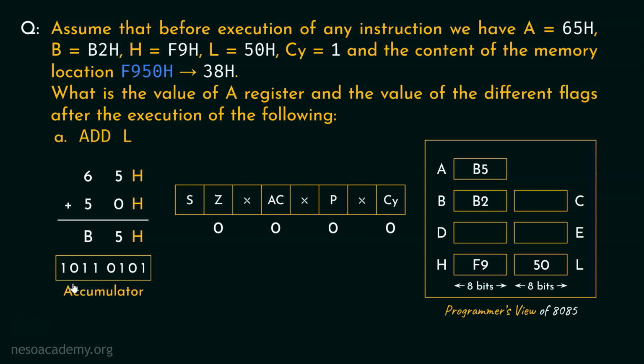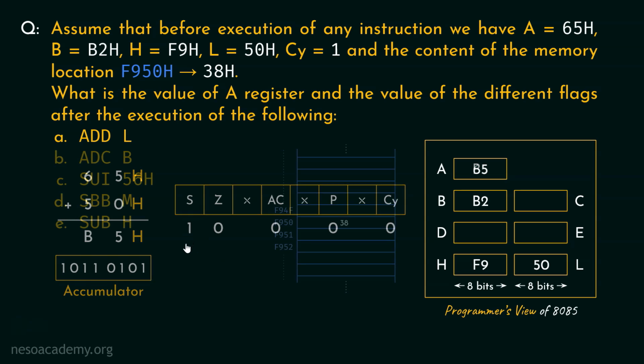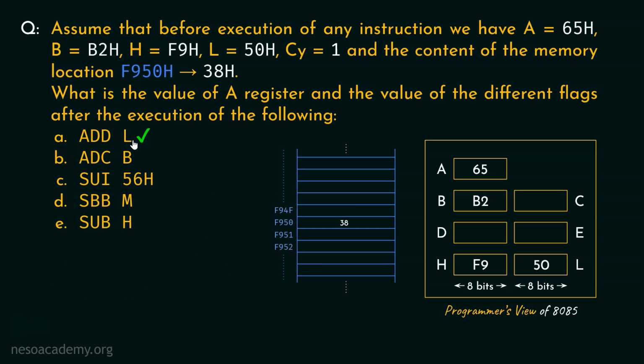Therefore, in the flags register, the sign flag will be set to 1. So clearly, if we have within the accumulator 65H, and if in the L register we have got 50H, after the execution of the instruction ADD L, within the accumulator we will have the value B5, and in the flags register, only the sign flag will be set. So we are done with the execution of the first instruction.